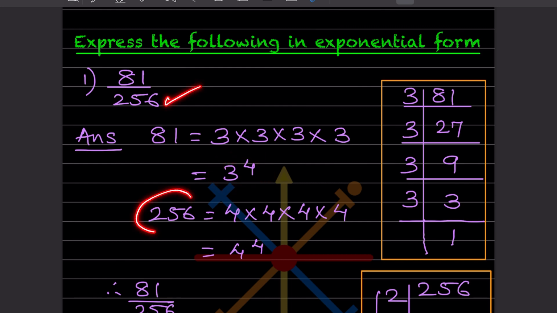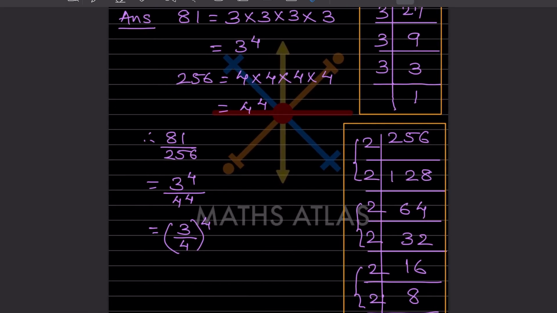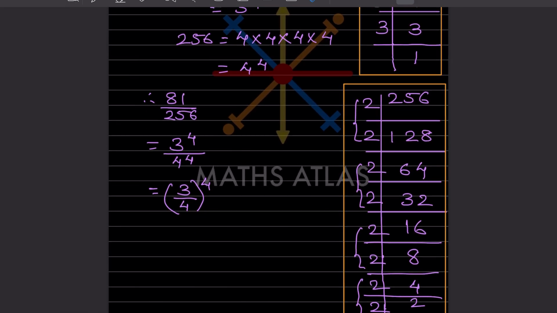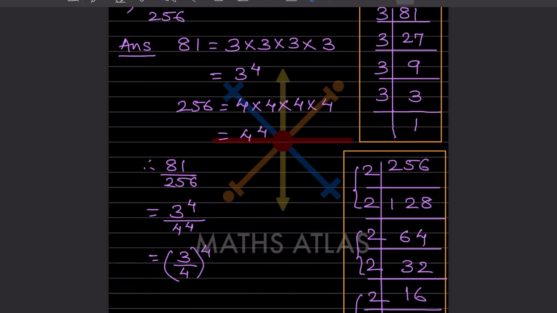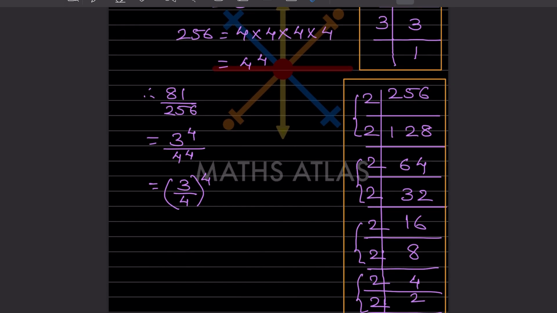Again, 256. When you do here 256, now look at here. This is important. When you take the factors of 256, you got many of the 2s. So 1, 2, 3, 4, 5, 6, 7, and 8. But why didn't I write that 2 eight times? Because here the power was 4, so I wanted the same power. So what did I do? I made a group. This I took 1, 2, 3, and 4. So now 4 groups.